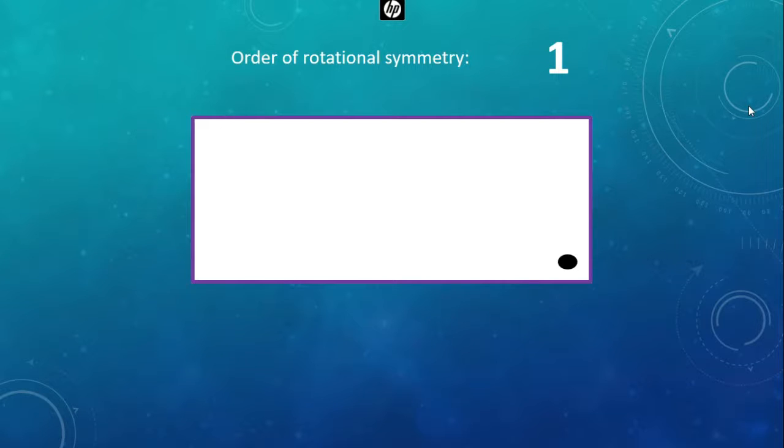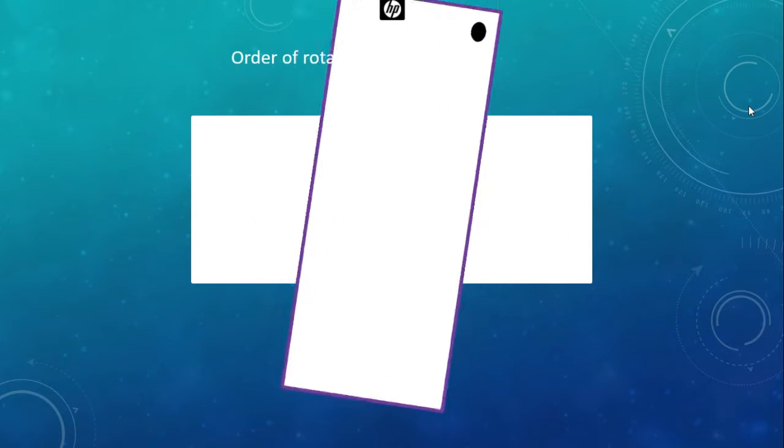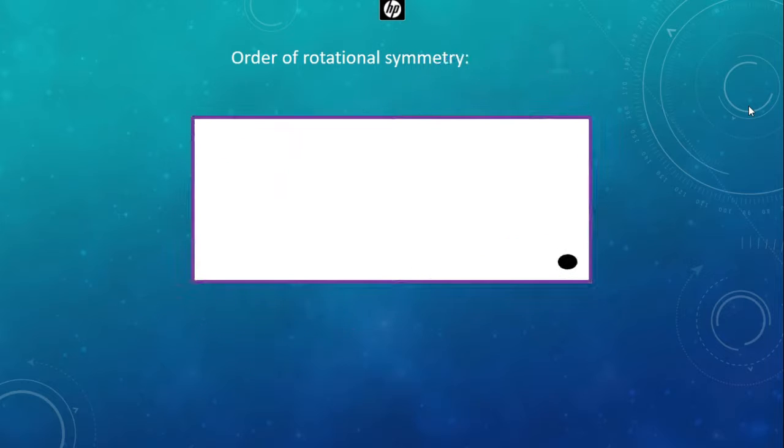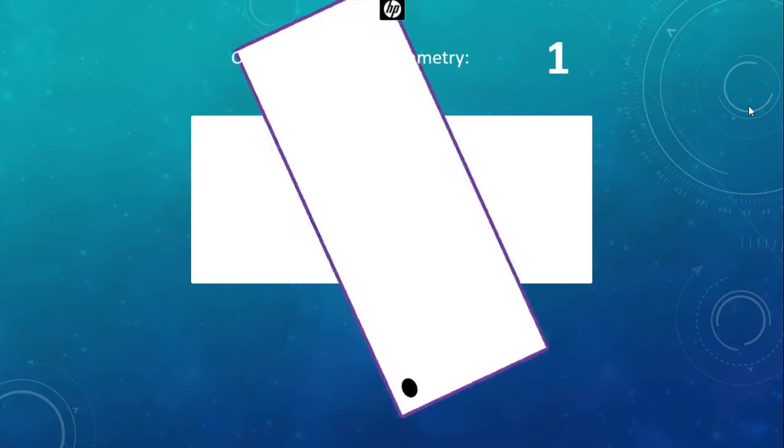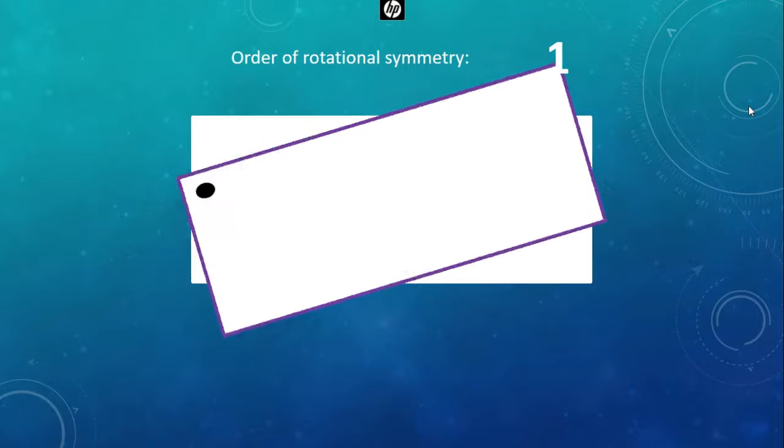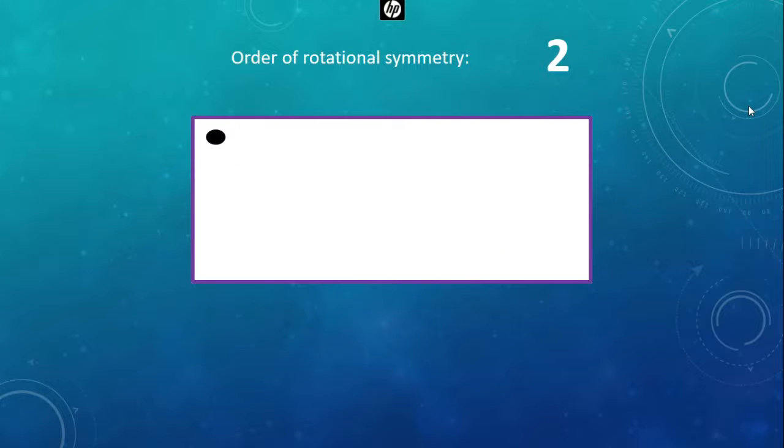Let's just see that again. There's my dot in the top left-hand corner. I rotate it once and I can rotate it again until I'm back to the start. So I can show that shape in the same way twice as I rotate it round.